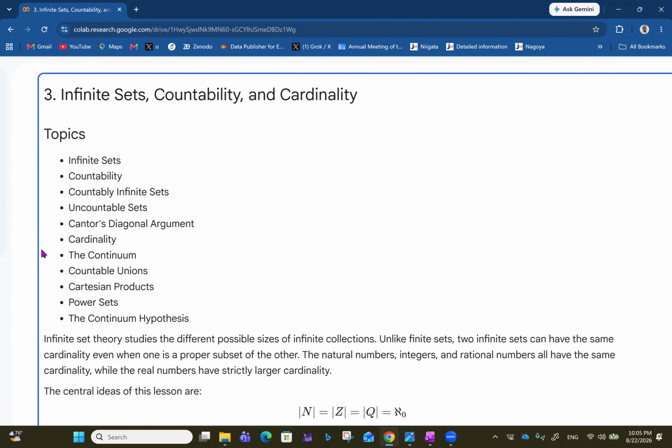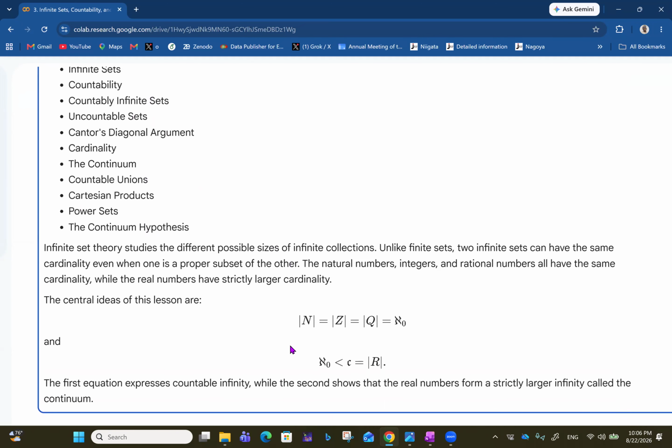So the topics we'll be considering include infinite set countability and countably infinite sets. So it means infinite sets can be countable. Then we have uncountable sets, Cantor's diagonal argument, cardinality, the continuum, countable unions, Cartesian products, power sets, and the continuum hypothesis. Infinite set theory studies the different possible sizes of infinite collections. Unlike finite sets, two infinite sets can have the same cardinality, even when one is a proper subset of the other.